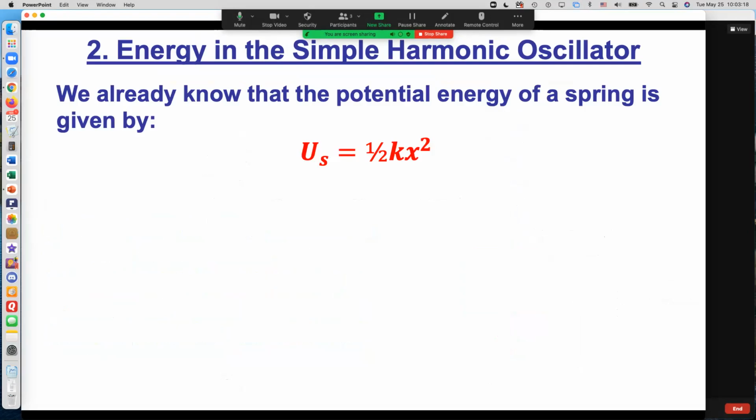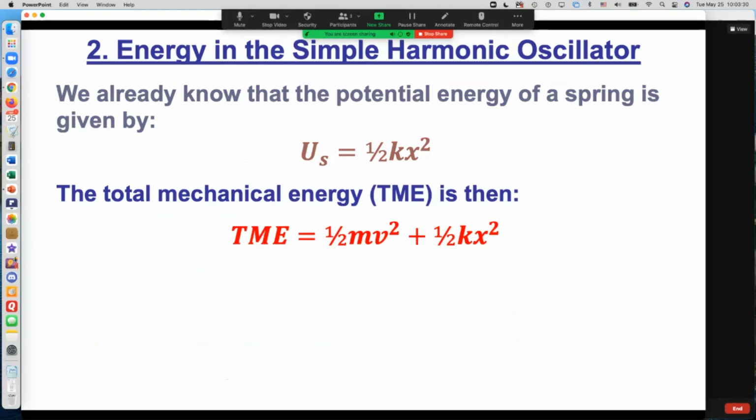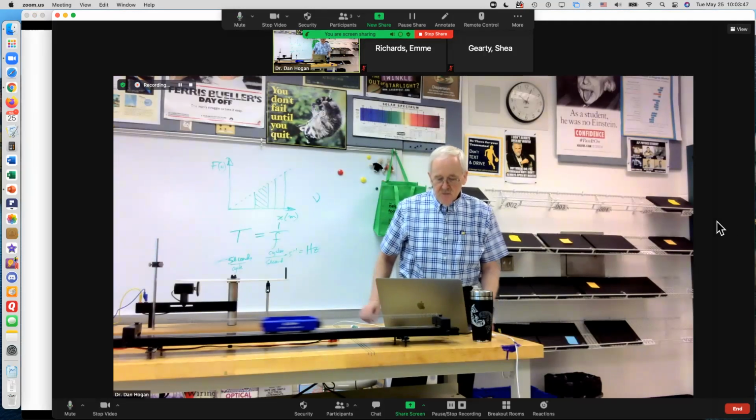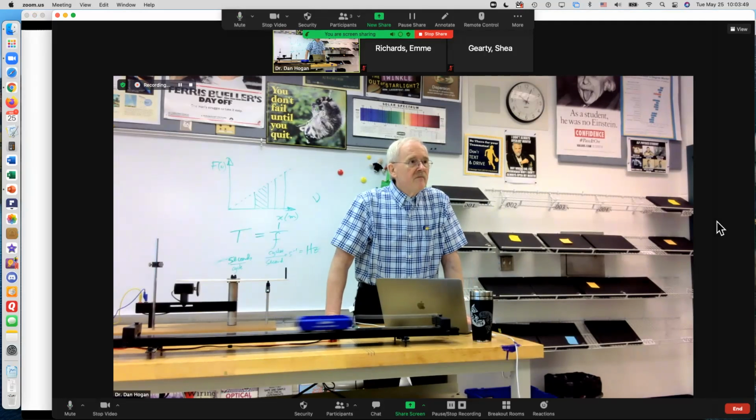So we already know that the potential energy of a spring is given by this. US is 1/2 kx squared. You remember that, right? Spring potential energy. So the total mechanical energy is then going to be the kinetic energy plus the spring potential energy at any point in time. Right? At any point in this cycle, there's going to be spring potential energy and kinetic energy.